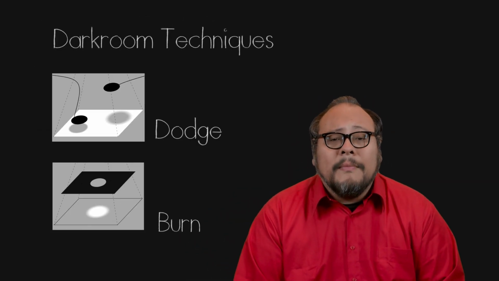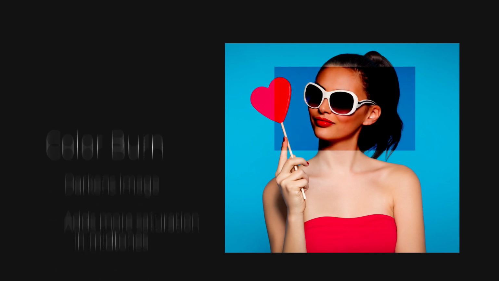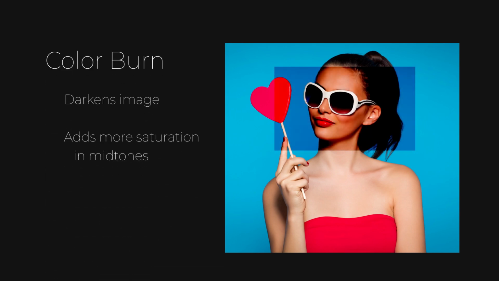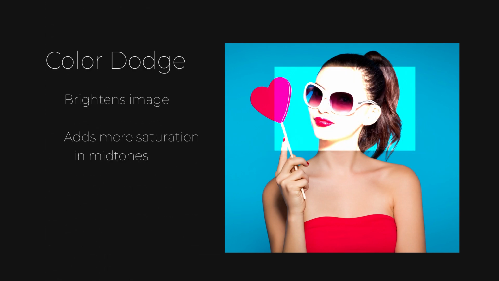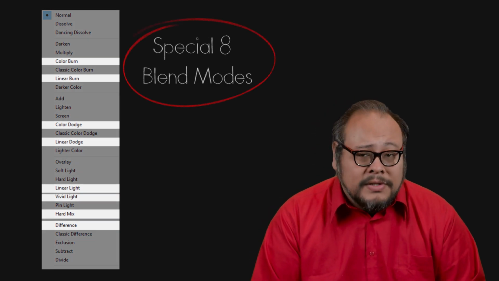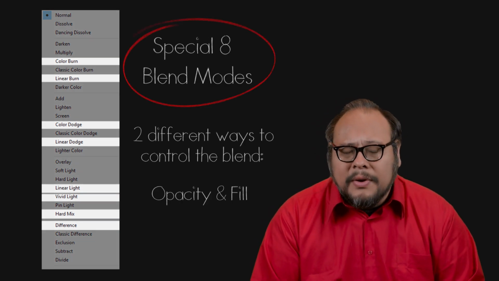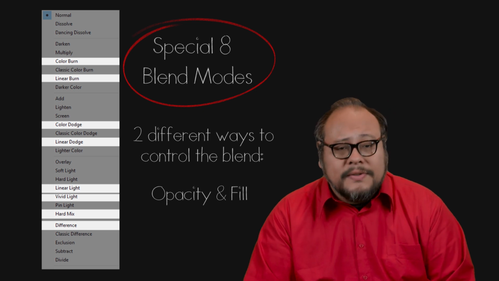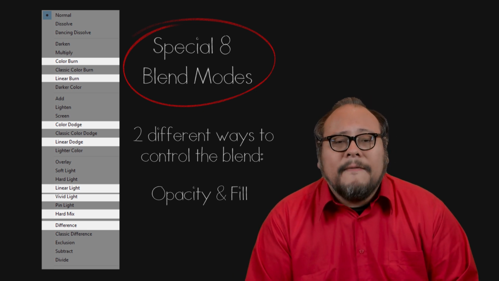With color burn, you get more saturation in the midtones and reduced highlights. Color dodge also increases the saturation in the midtones, but blows out the highlights. Color burn and dodge are also members of the Special 8 blend modes, where there are two ways to control their effect: opacity, which is used for all the blend modes, and fill.